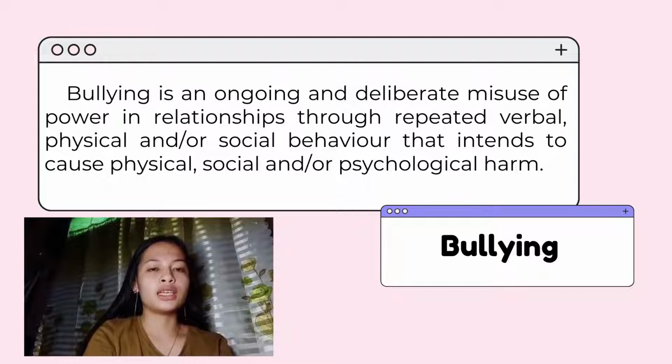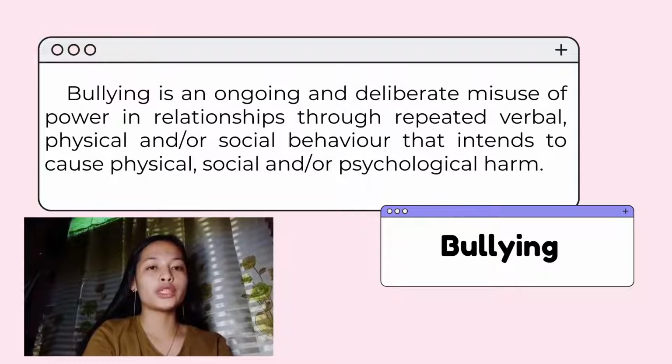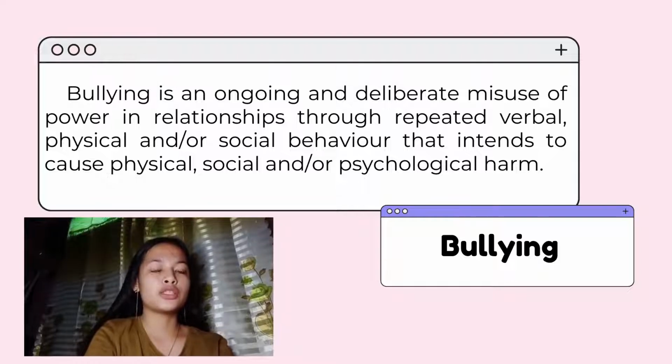Social bullying. Social bullying, sometimes referred to as covert bullying, is often harder to recognize and can be carried out behind the bullied person's back. It is designed to harm someone's social reputation and cause humiliation.